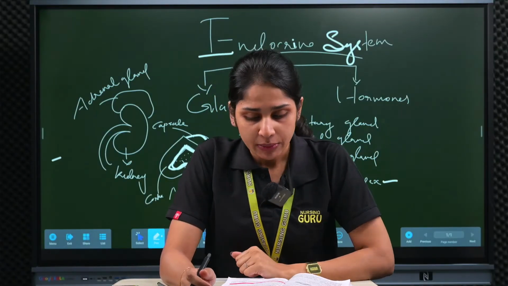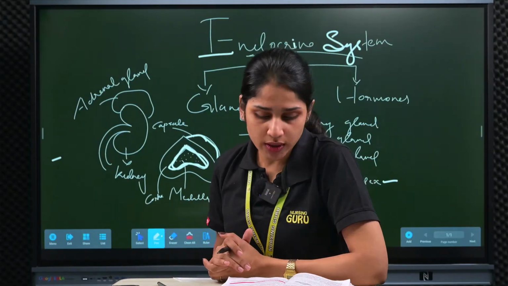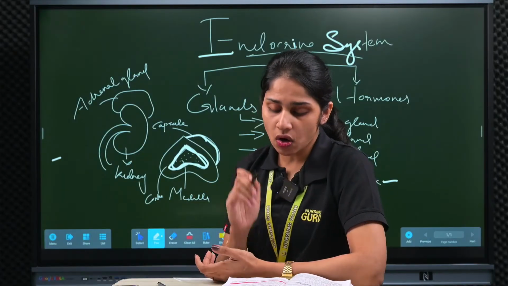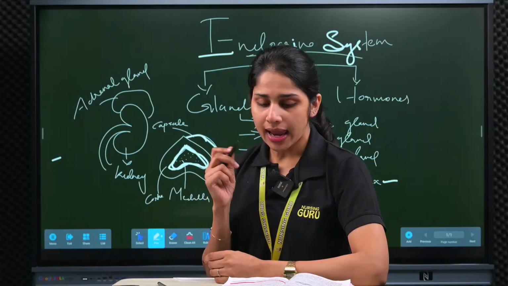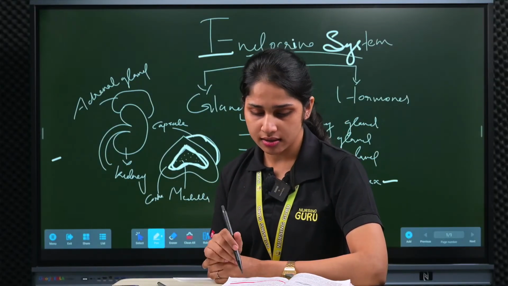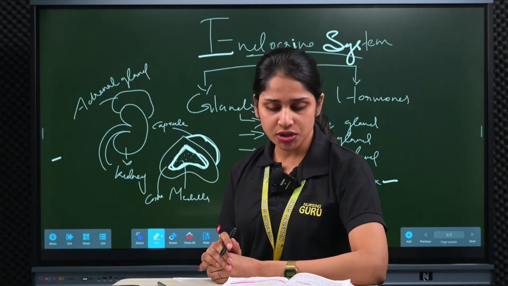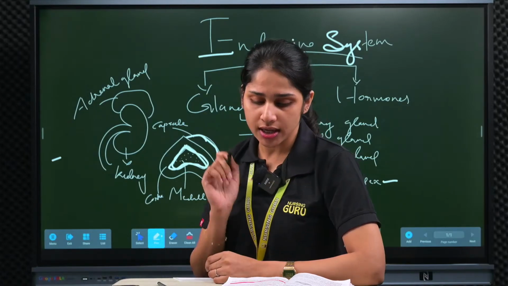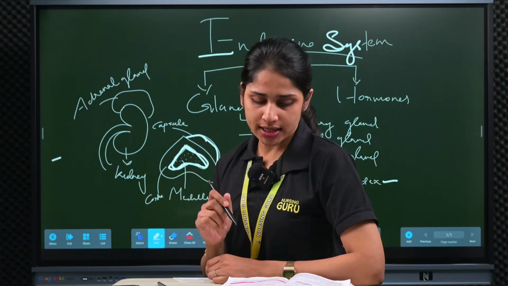Next, mineralocorticoids. They are secreted by zona glomerulosa. These hormones act on sodium and water reabsorption and on the excretion of potassium and phosphate ions. So there will be reabsorption of sodium ions and water, and excretion of potassium and phosphate.